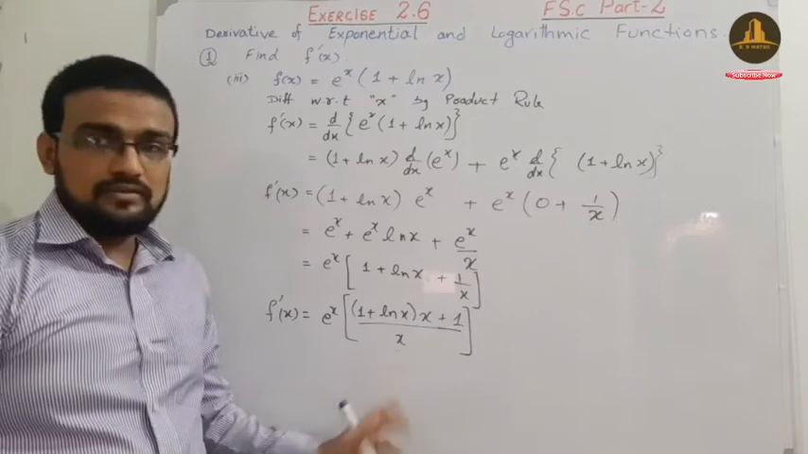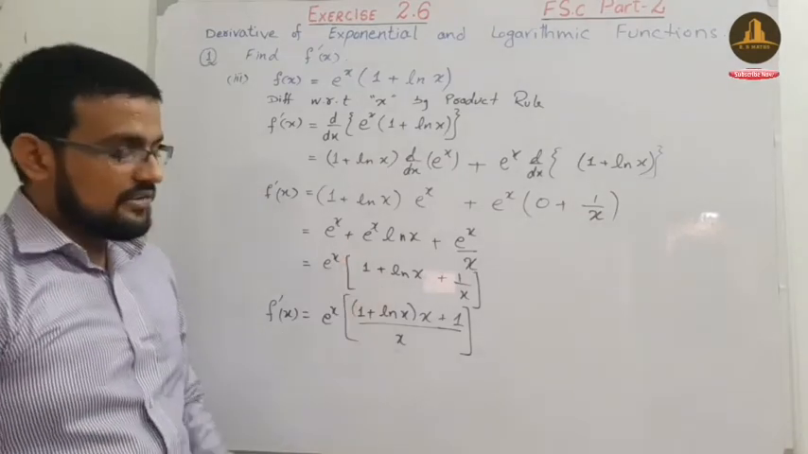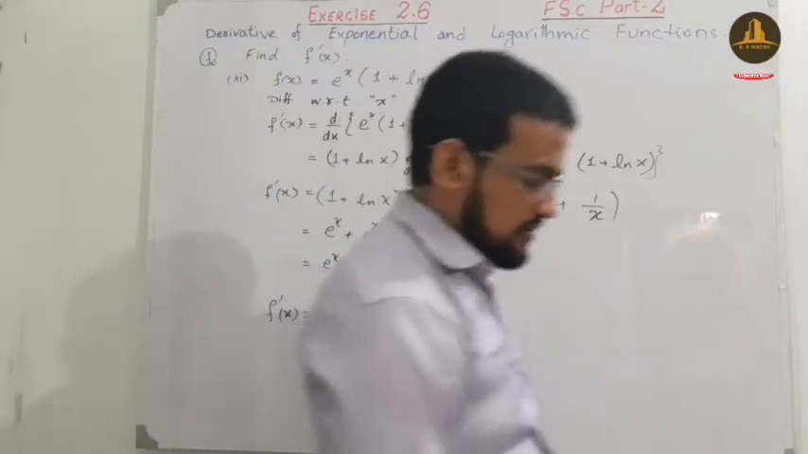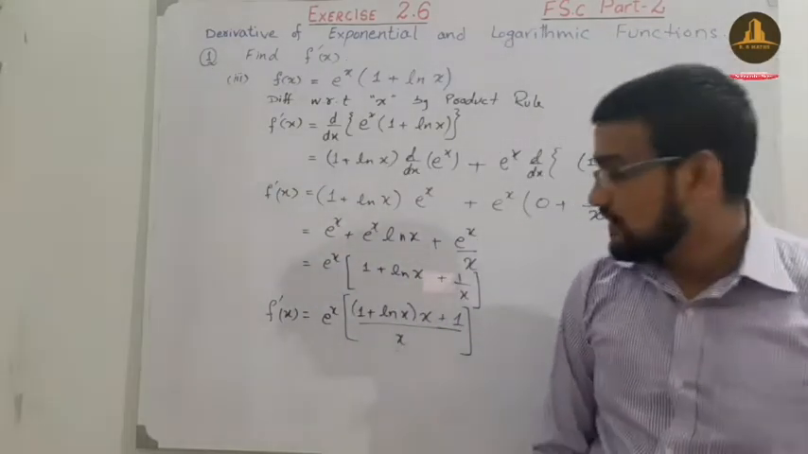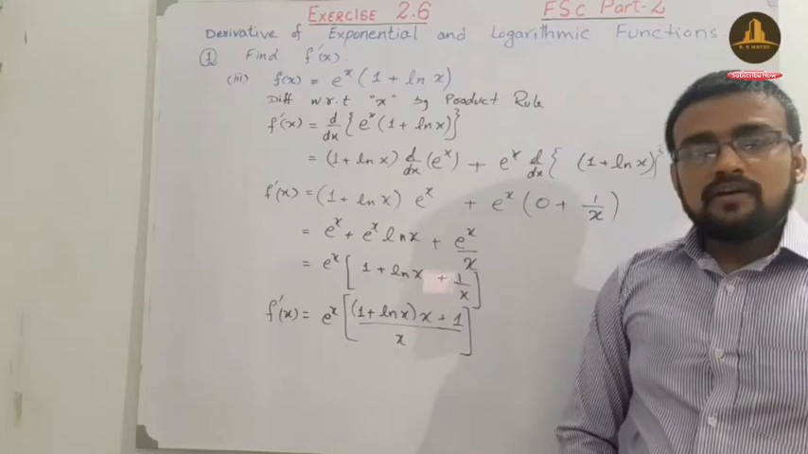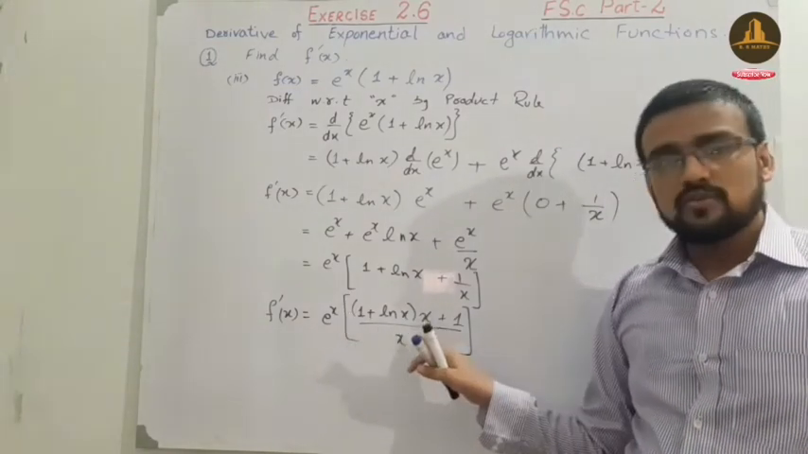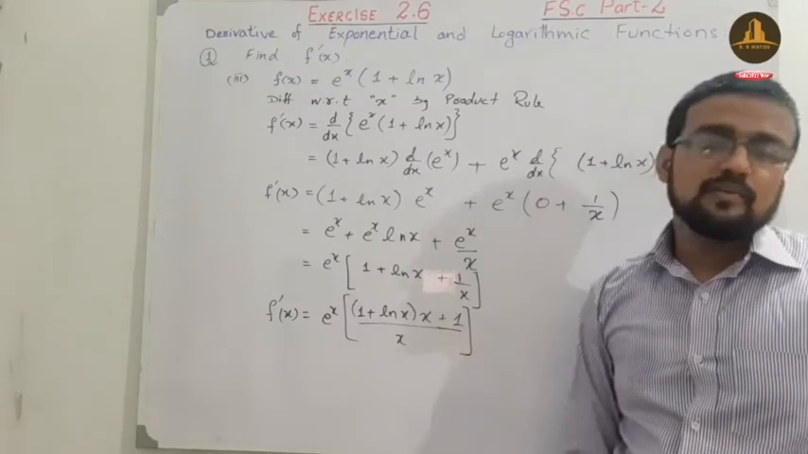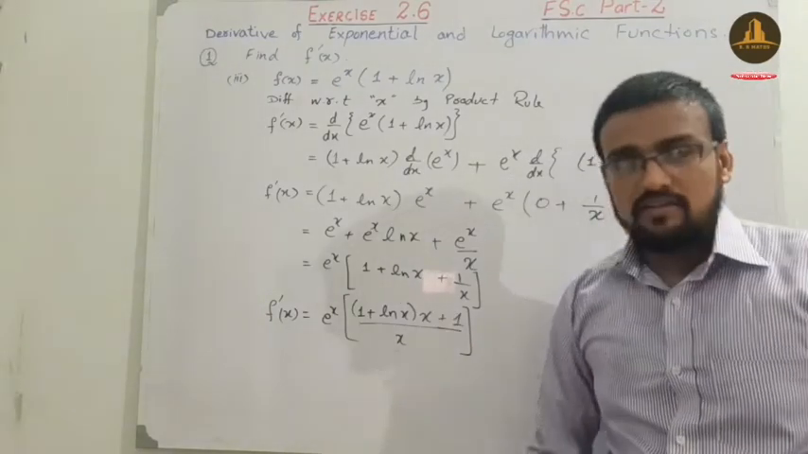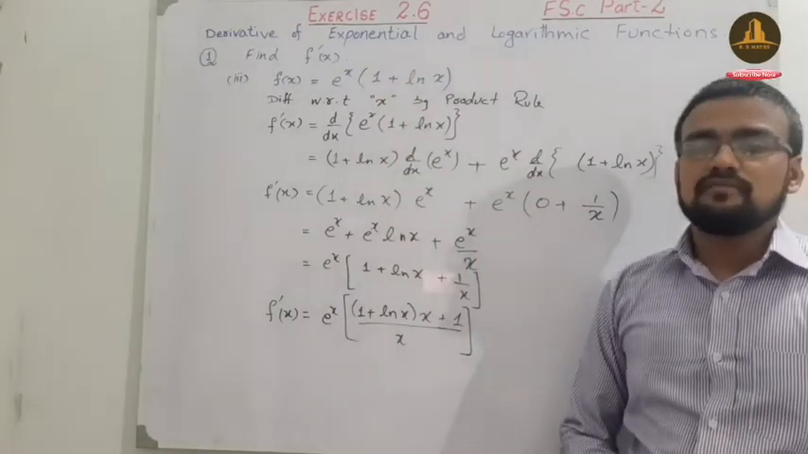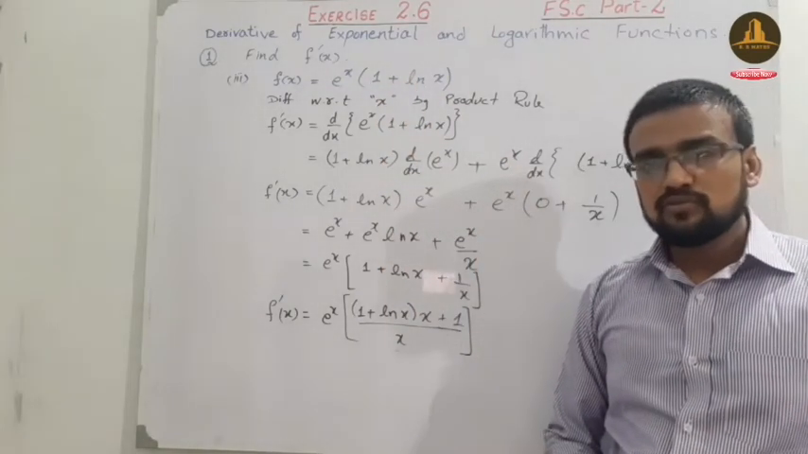Okay, I hope you understand this, but if you have any problem, then you can mention it in comments. e raised to power x means exponential function, e raised to power x into 1 plus ln x into x plus 1 divided by x. This is the derivative of this exponential function. So next, move to next question.